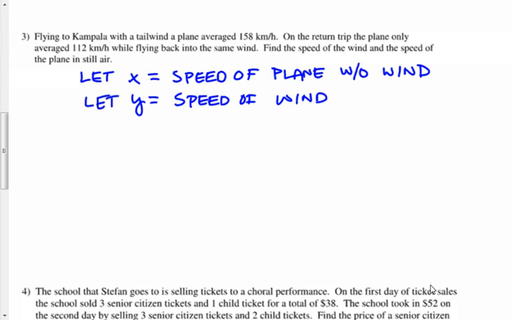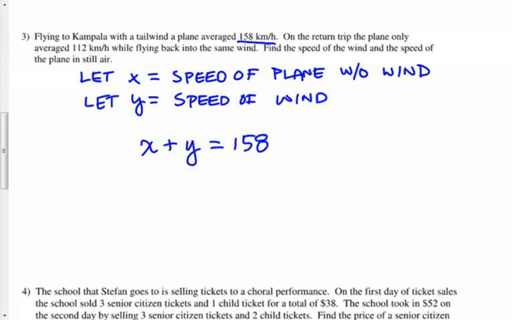Now we need to think of an equation. It says right here that this 158 miles per hour is with a tailwind. That means the wind is pushing. So we can represent the speed of the airplane as x, and then we're going to add the speed of the wind to that, because you can just add the tailwind to your speed, and that's going to be your flying speed, which is 158.